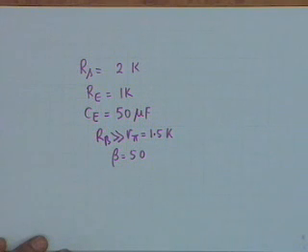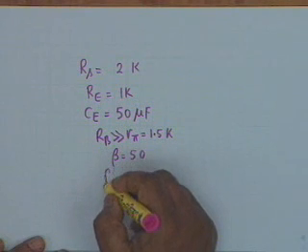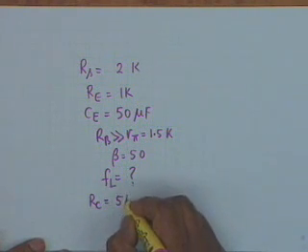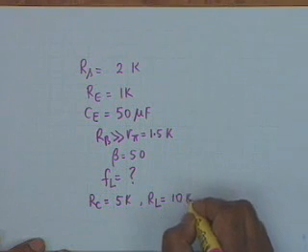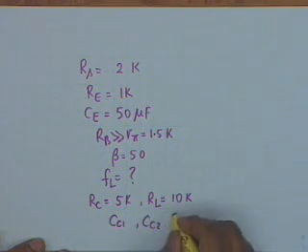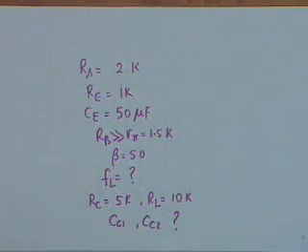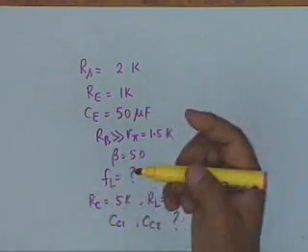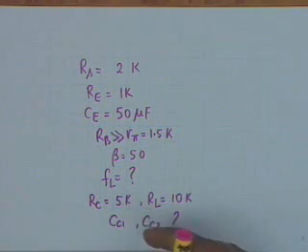R pi and beta are given, so you can find out GM, you can find out I sub C if you require to calculate R1 and R2. And the question is, estimate FL. What is the low frequency 3 dB point? And if RC is equal to 5K, RL equal to 10K, then what should be Cc1 and Cc2? You understand the question? This is the data that is given. What is the low frequency 3 dB point? In other words, you are being asked to design a circuit in which the low frequency 3 dB point is predetermined by Ce, and then you are asked what should be your values of Cc1 and Cc2.